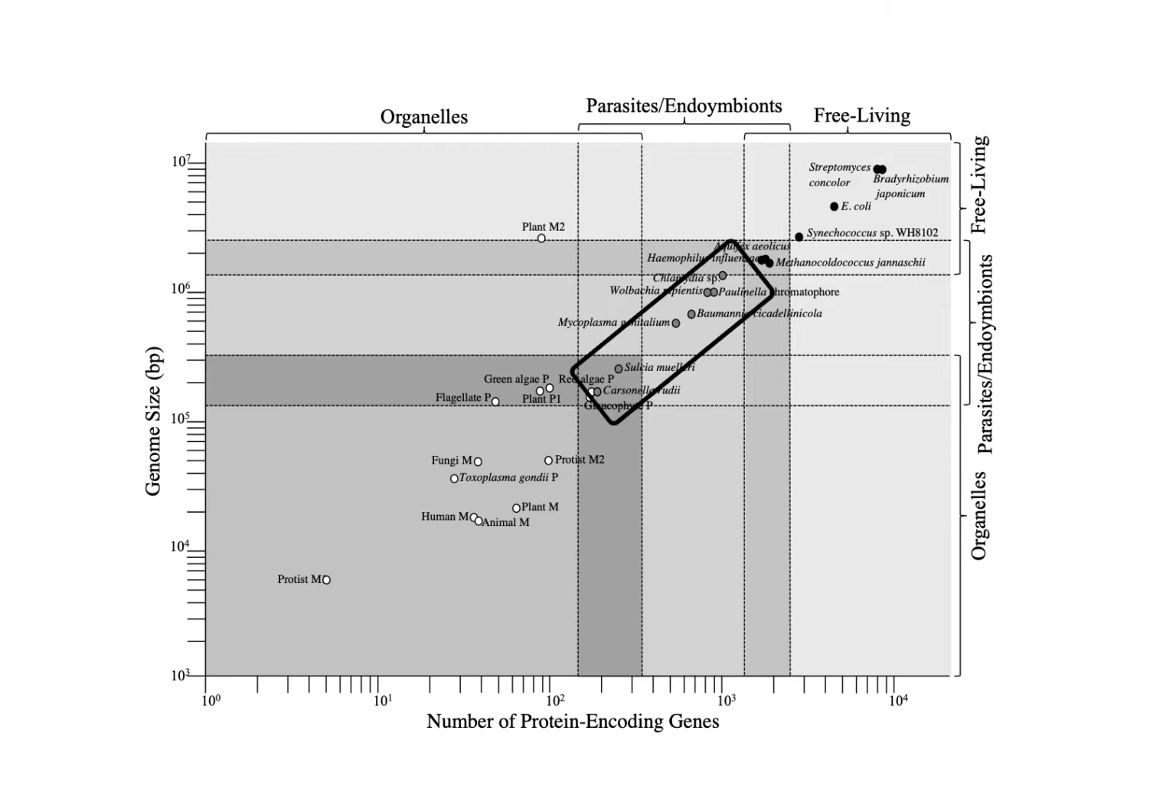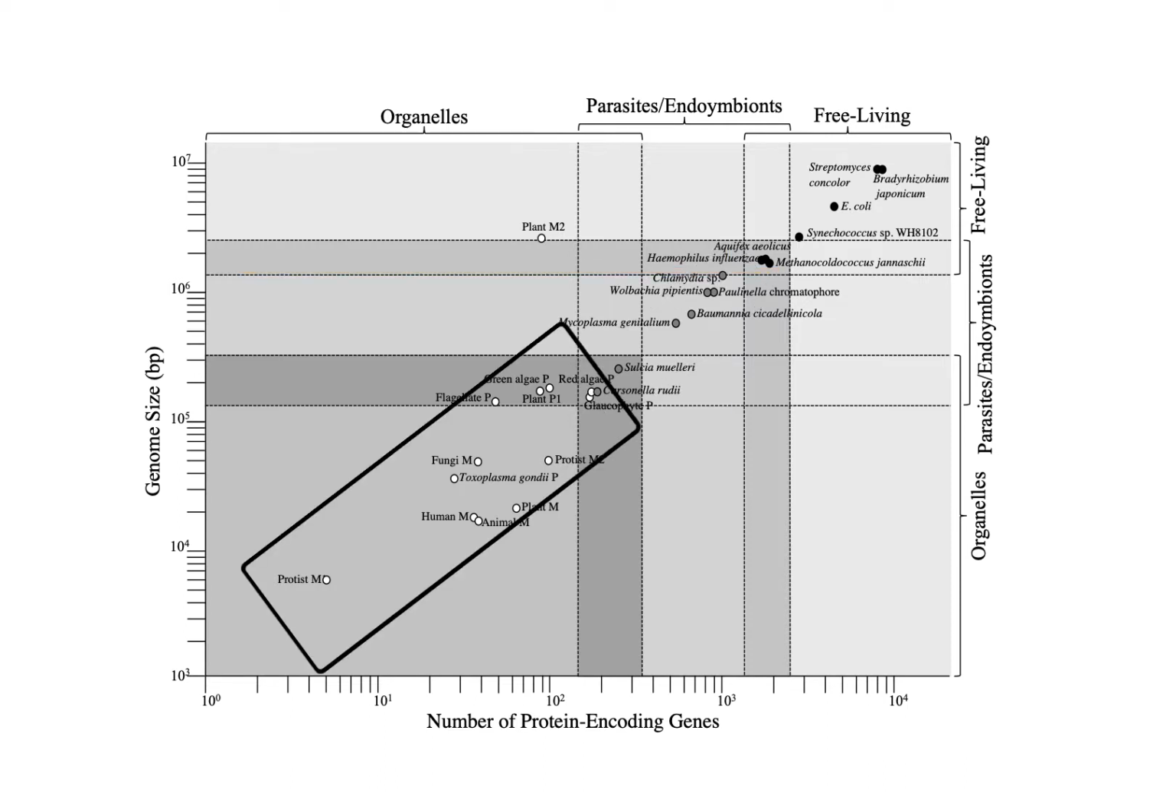And then in the middle range, you have parasites and endosymbionts, where you have below 1,000 genes usually, and below about 1.2 megabases of DNA. And then going down into the organelles, where the amount of DNA and the number of proteins keeps decreasing more and more. And in particular, you can see the plant mitochondrial DNA here and the plant mitochondrial DNA there.